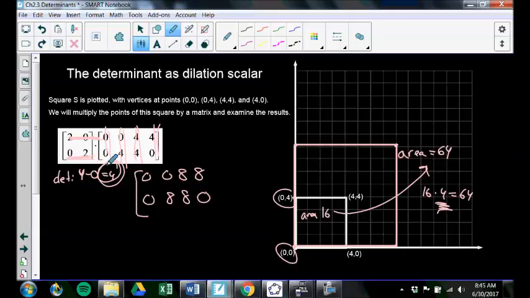So when I say that a determinant can give you kind of an indication of how a matrix can affect something, in this case, if you apply it to any shape, the determinant will change the area by that scale. I can show it another way. I want to find a picture that I can show you again.